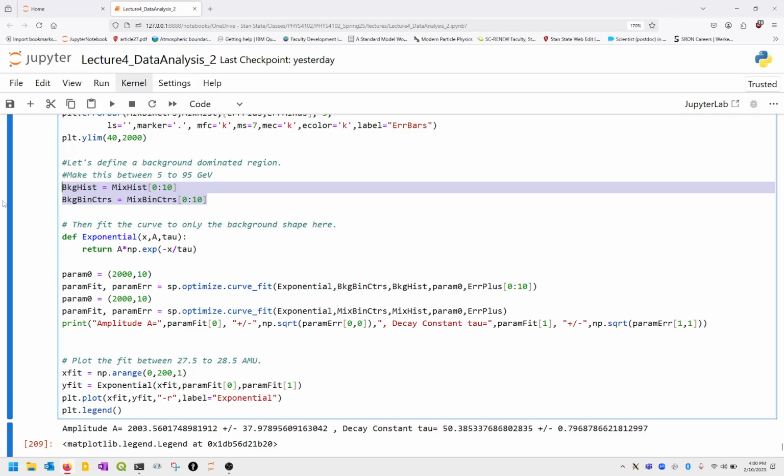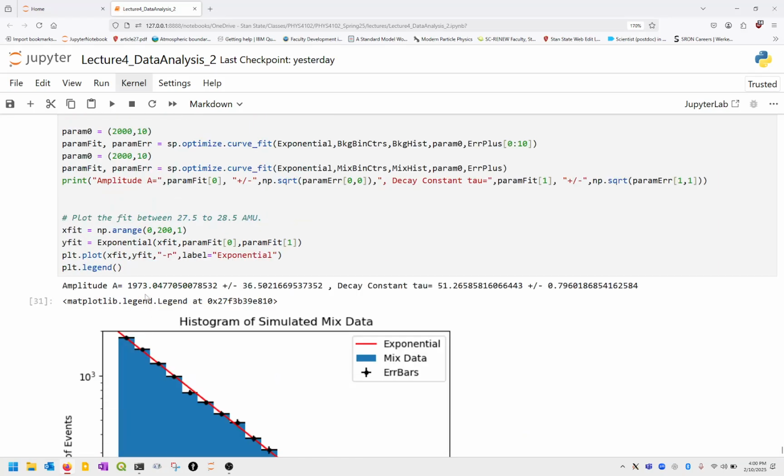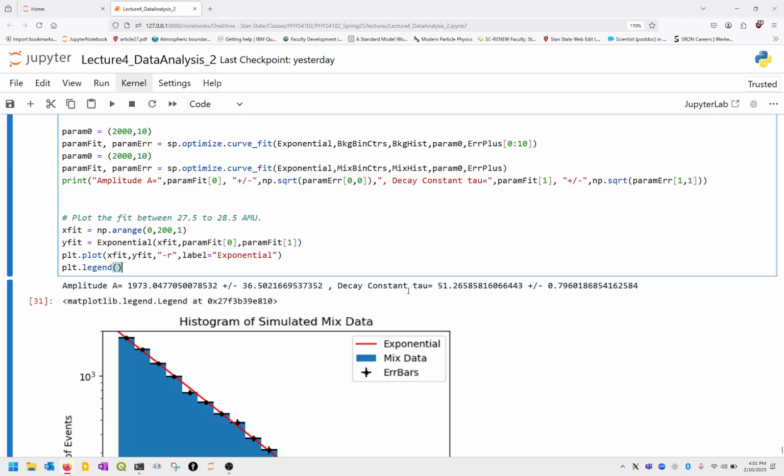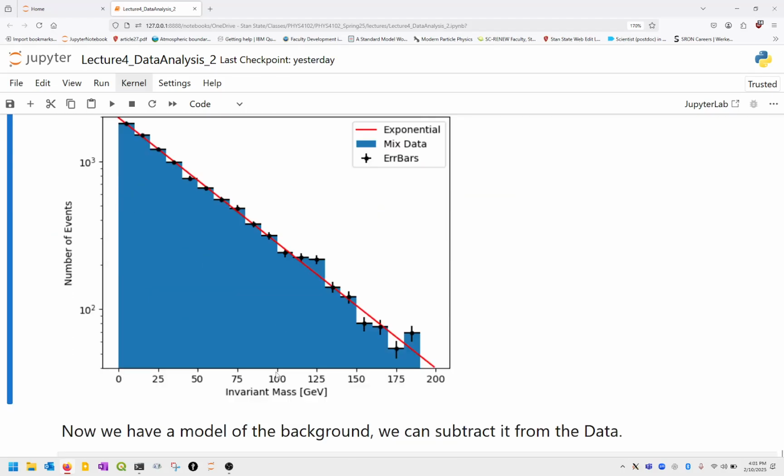So let's see how this changed the fit. With that, basically your amplitude went up a little bit, right? And then this number is supposed to be 50. It went down a little bit because I think before it was like 51.5. So maybe if I rerun this, it'll be better. But anyway, that's how you fit to a background dominated region. Instead of including all the values here, you only included the stuff where you know there's no signal, okay?